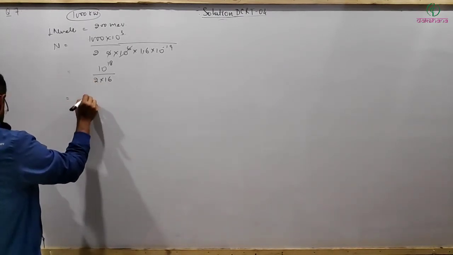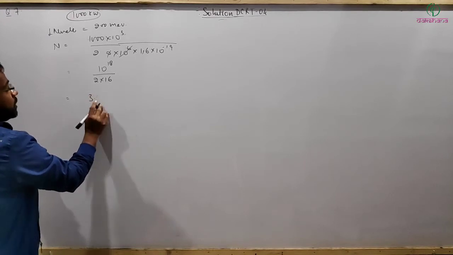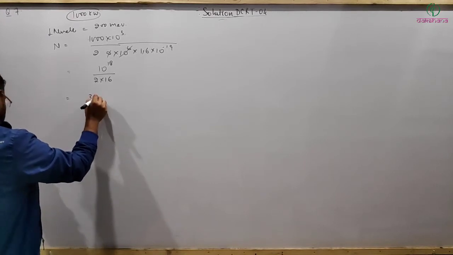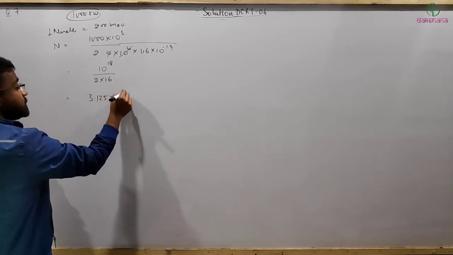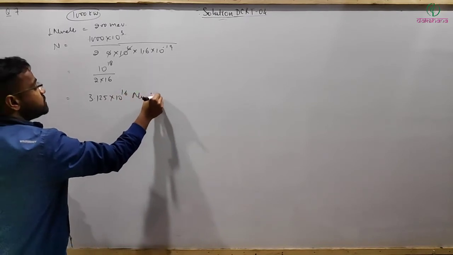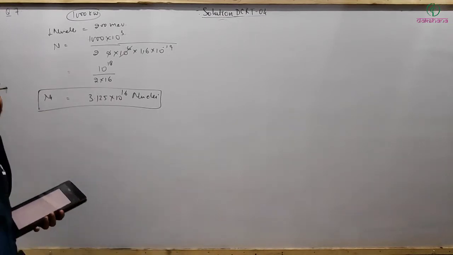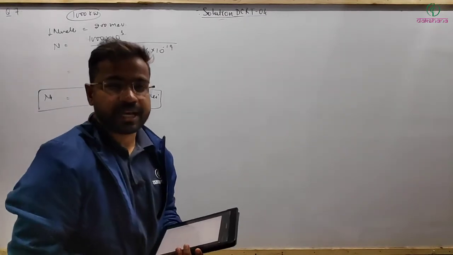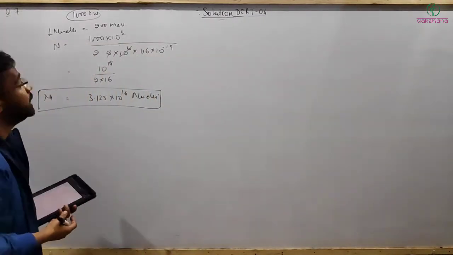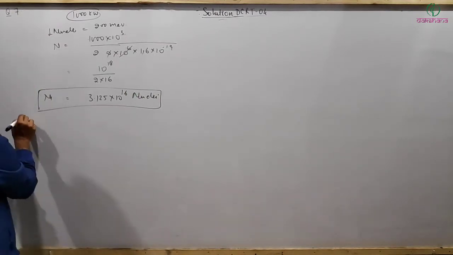simplifying it, this comes out to be 3.125 into 10 to the power 16 nuclei. So this many nuclei have to fission per second for generating 1000 kilowatt of energy. Next, question number 8.